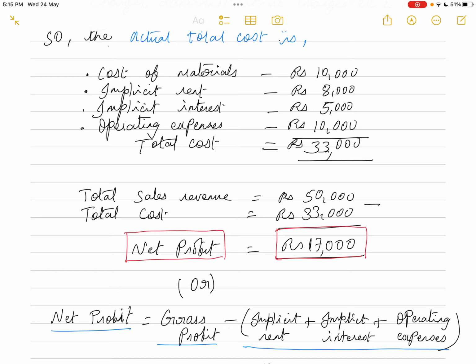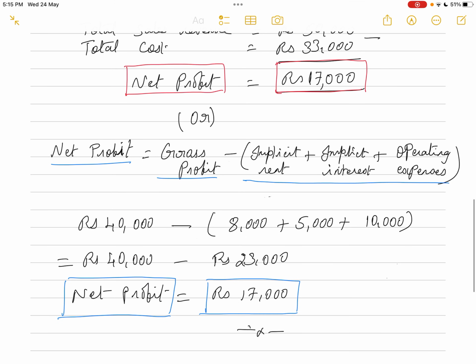There is another way of calculating the net profit. That is, net profit is equal to gross profit minus implicit rent, implicit interest and operating expenses. So gross profit, as we have seen, is 40,000, minus 8,000 implicit rent, 5,000 implicit interest, and 10,000 operating expenses. So 40,000 minus 23,000, then the actual net profit is equal to rupees 17,000. So this is the difference between gross profit and net profit.